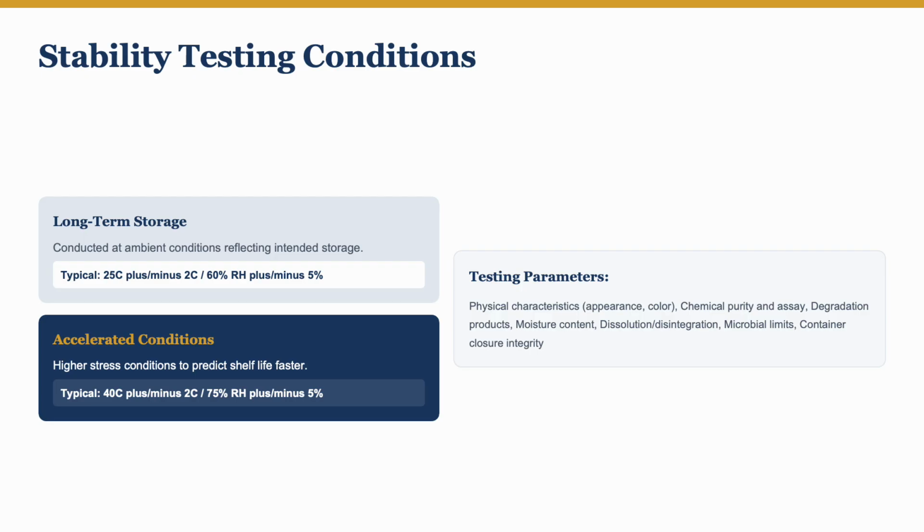Testing parameters include physical characteristics like appearance and color, chemical purity and assay, degradation products, moisture content, dissolution or disintegration, microbial limits, and container closure integrity. All testing follows approved stability protocols.